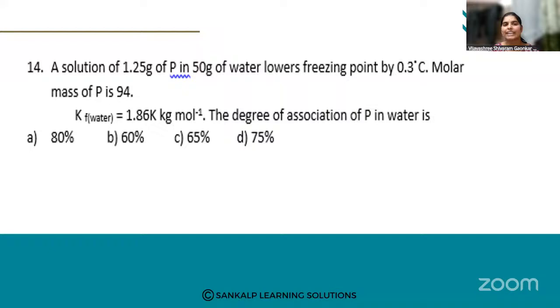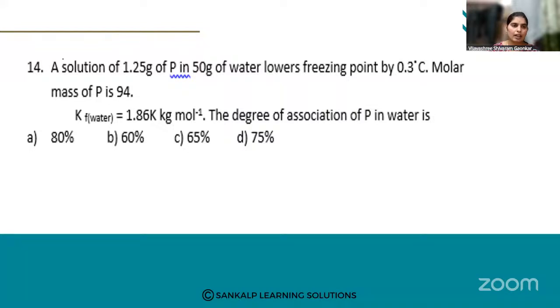Gram of P. P means unknown. Okay. P in 50 gram of water lowers the freezing point by 0.3 degrees Celsius. Molar mass of P is 94. Kf of water is 1.86 kg per mole. The degree of association of P in water is? So how to solve this?